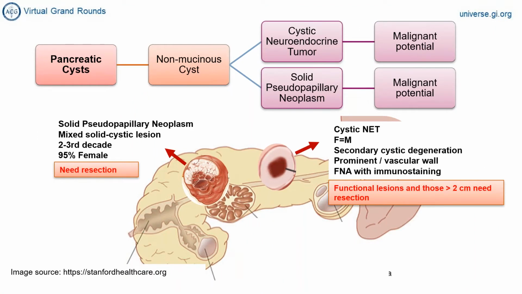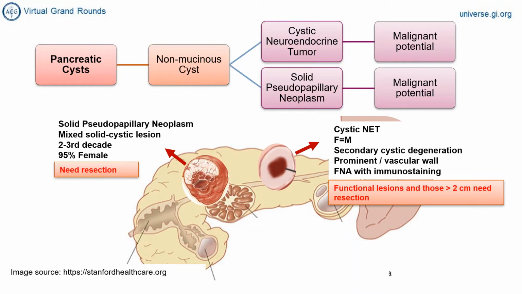Among the non-mucinous cysts, the two cyst types which do have a malignant potential include cystic neuroendocrine tumor and solid pseudopapillary neoplasm. Cystic neuroendocrine tumors have an equal incidence between men and women. These are mainly because of cystic degeneration. They tend to have a prominent wall and prominent vascularity on imaging studies, and they're diagnosed by EUS fine needle aspiration, typically with immunostaining. And resection is recommended if the cysts are functional or if the size is more than 2 centimeters.